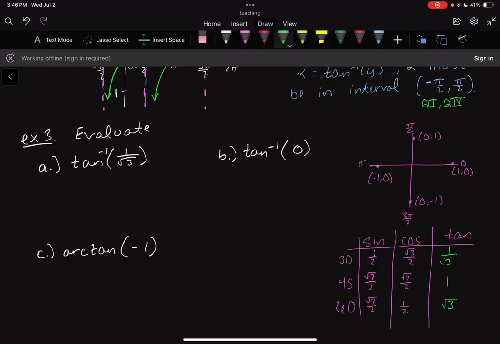So for part A, I'm seeing that it's positive. So that positive means I'm going to be looking in quadrant 1. And then according to my table, it looks like my reference is 30 degrees. So I need the angle in quadrant 1 with a reference of 30, and that just happens to be 30. Now in radians, that would be pi over 6.